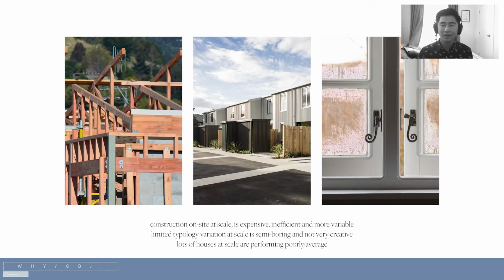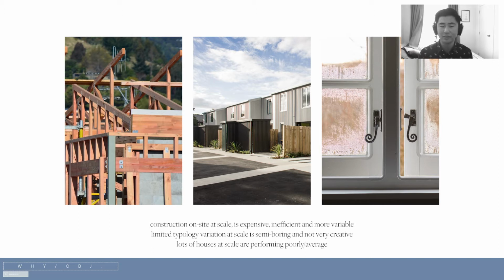So right now, internationally and locally, there's a huge shortfall in housing supply, no doubt. If you do want to build a lot of houses in New Zealand, though, you'll typically run into three main issues. The first of which is that we predominantly build using traditional construction, which at scale is expensive, it's inefficient, and you have more variables to deal with, like weather.